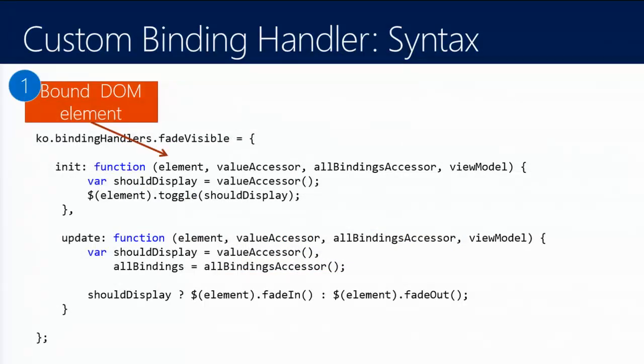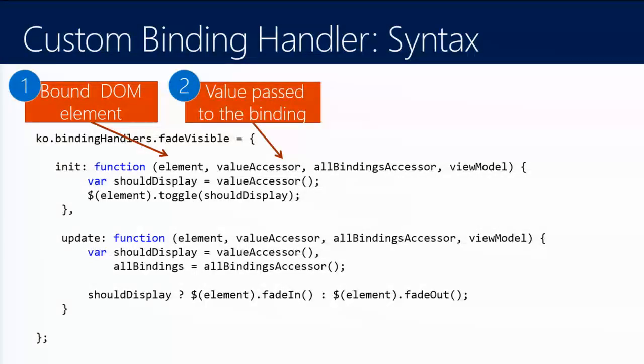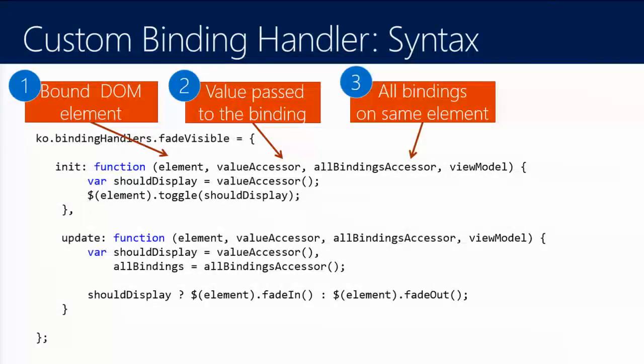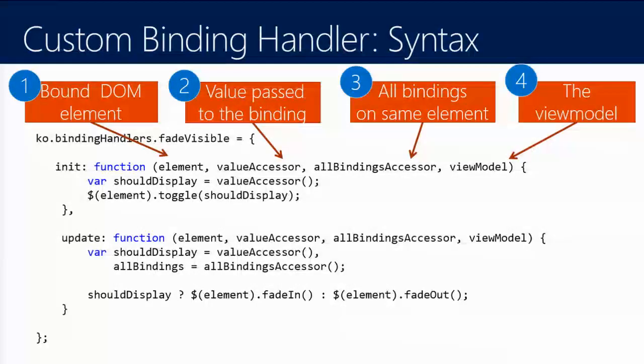So here's the actual code for fade visible. First parameter you get in with the init is the DOM element you're bound to, a button, a div. The second one is the value that you're bound to. That's the right-hand side of the expression, whatever value you're binding to in your view model. The third one is maybe there's other bindings on that same data bind. You can access those if you want to. And the fourth one is the whole view model.